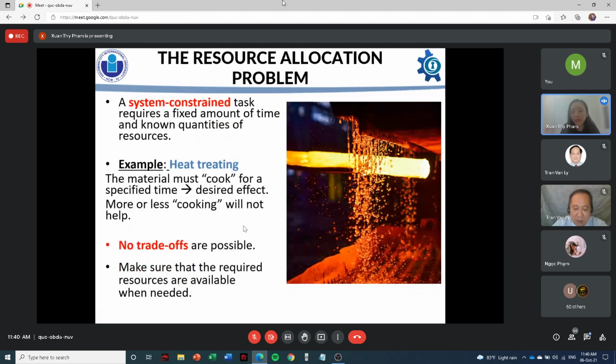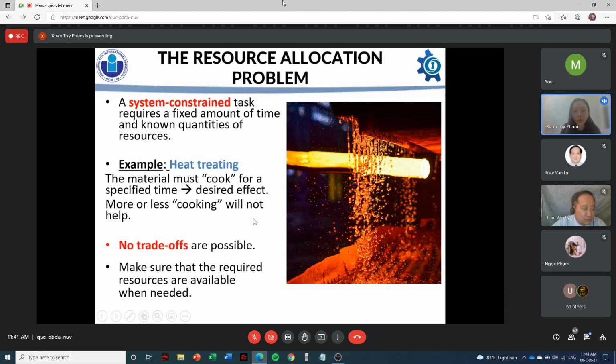But in some cases, there are one or more tasks in a project that need a fixed amount of time and known quantities of resources. We call these system constraint tasks. For example, in heat treating, the material must cook for a specific time to achieve the desired effect. More or less cooking will not help. Also, the interest in these cases is just to make sure that the required resources are available when needed, because no trade-offs are possible. And this is the end of my part.